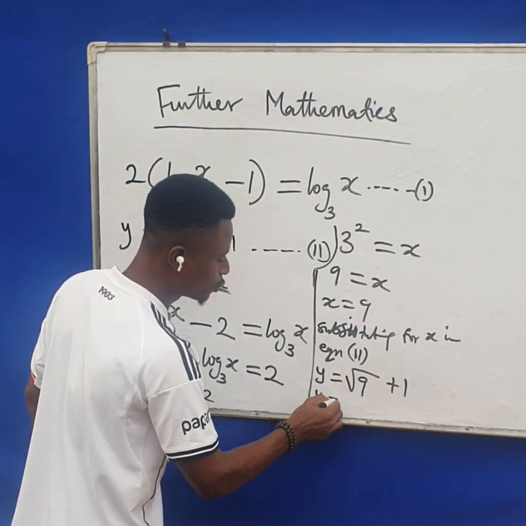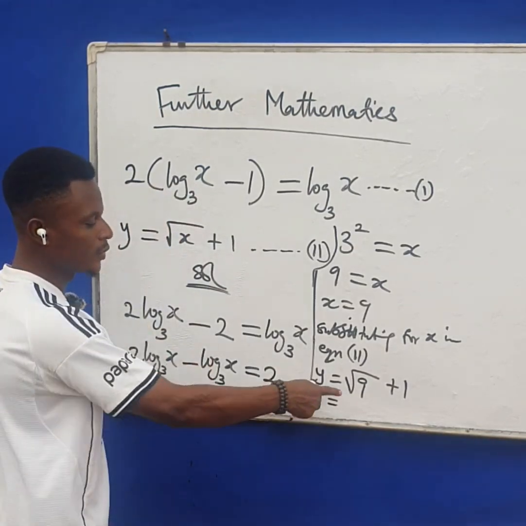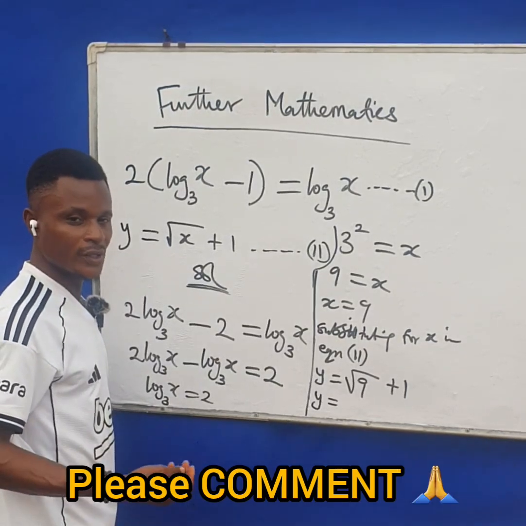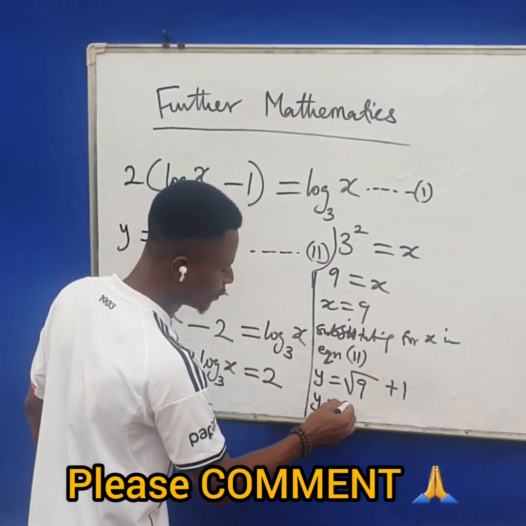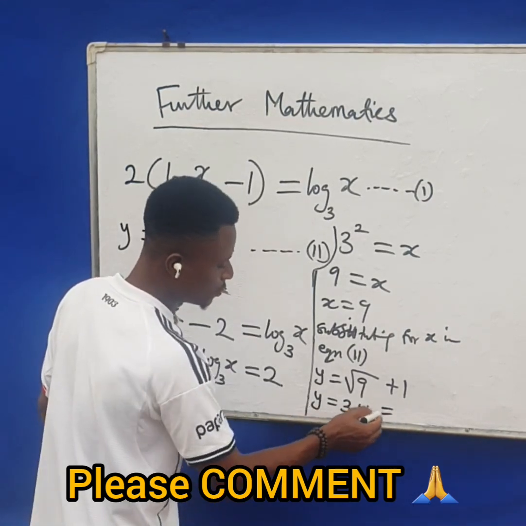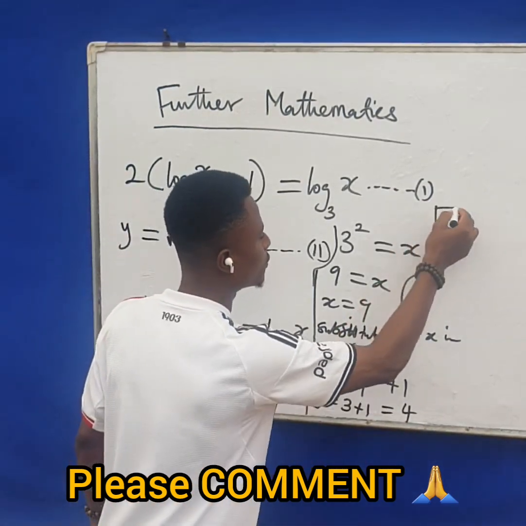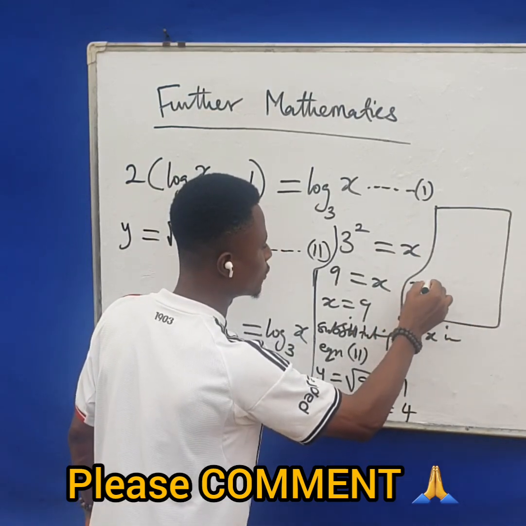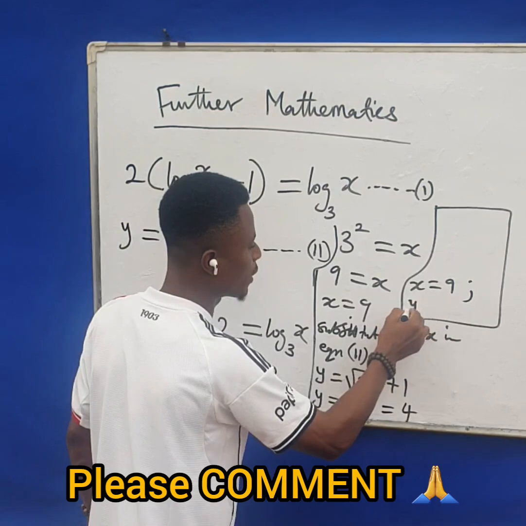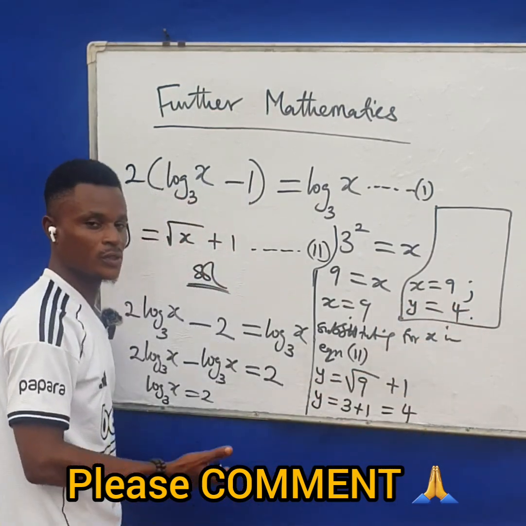Now we have y equal to square root of 9, which means a number that can multiply its own self twice to get 9. That number is 3. Why? Because 3 times 3 will give us 9. So the square root of 9 is 3, then plus 1. And 3 plus 1 will give us 4. So in conclusion, we can say that x is equal to 9 and y is equal to 4. This is the answer to this question.